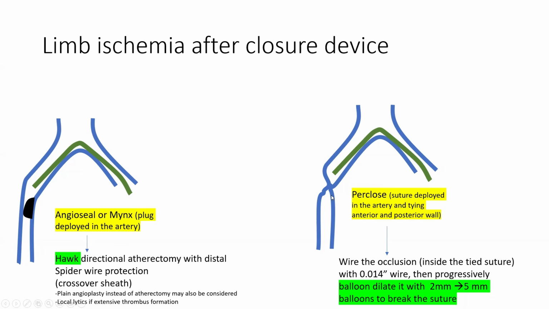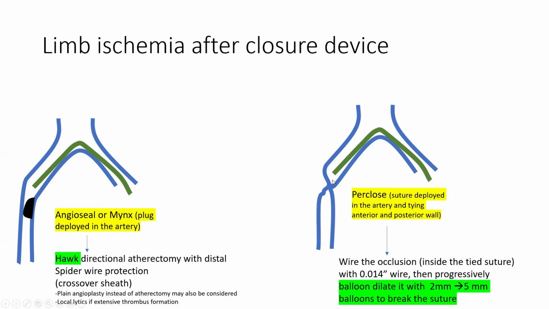Now, if it is a Perclose occlusion, basically what it means is that the suture was deployed in the artery rather than on the surface of it, and the knot is tying the anterior and posterior walls together. So what you do in this case, via your crossover sheath, is wire the occlusion inside that tight suture.